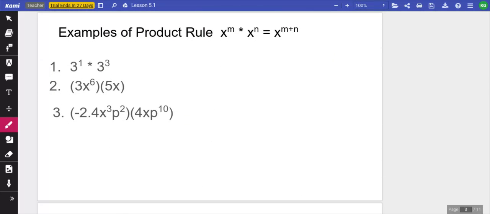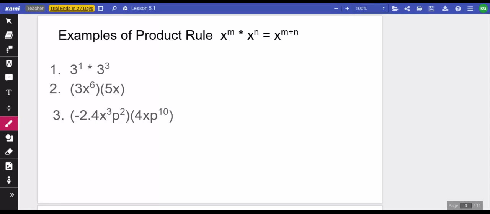All right, so the first thing we're going to do is examples of the product rule, which says if I have the same base and they're being multiplied together, I can add the exponents. And so on the first one, I look to make sure, okay, are they the same base? Yes, they're both 3. And so then I'm going to add their exponents. And so this answer would be 3 to the 4th power.